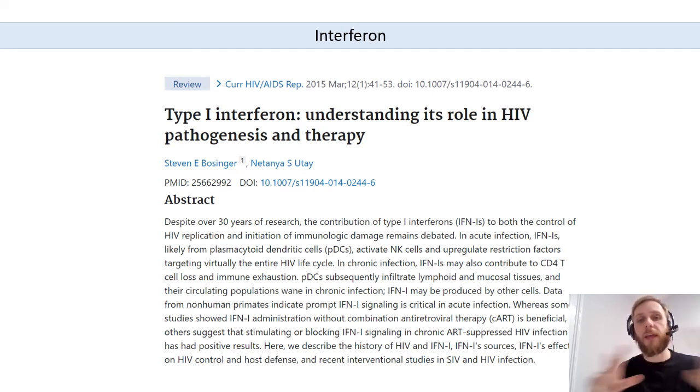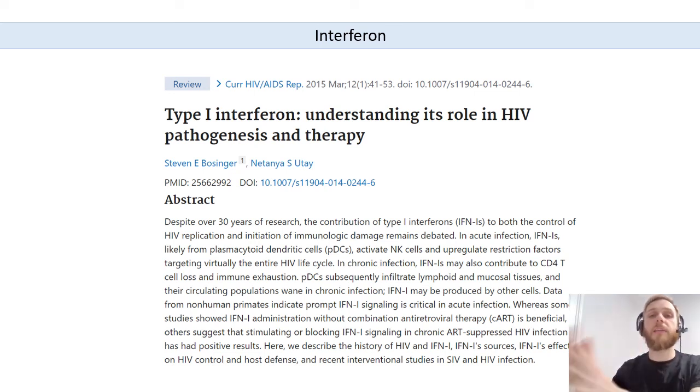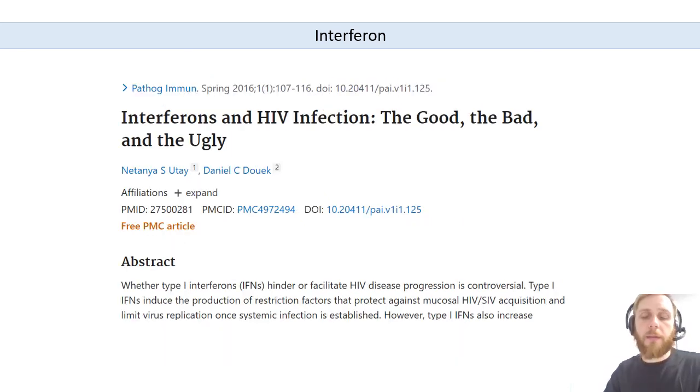That's not to say, by the way, that interferon doesn't have a role in HIV treatment. It's just to say that the situation is quite a bit more complex than just utilizing interferon as a way to induce a protective immune response that therefore reduces the progression of disease. And here is a really strong and useful review that discusses this idea of interferons and HIV infection, and the complexity of the relationship between the two.